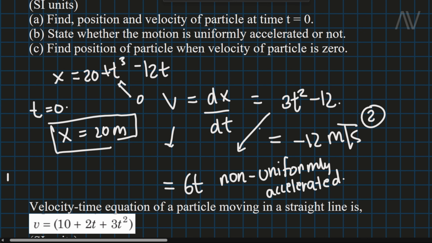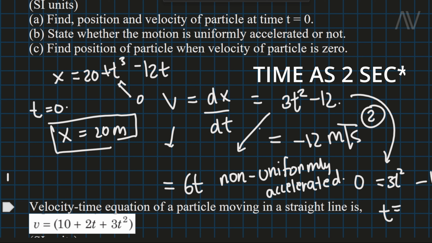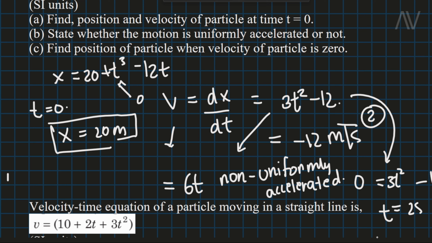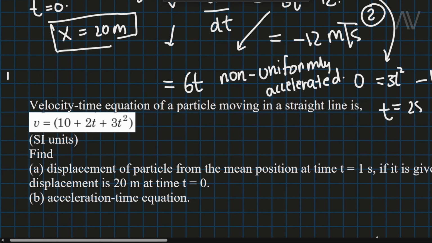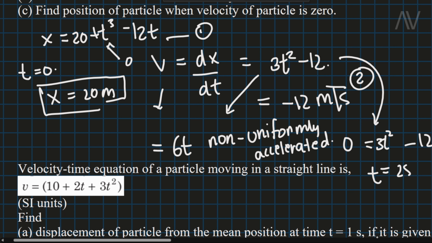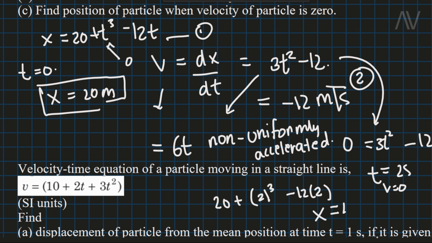Similarly, in the third question, they are asking for the position of the particle when the velocity is 0. When velocity is equal to 0, in equation 2, t is 2 seconds, and by this time we can insert it in the formula for x. So by substituting t equal to 2 seconds in equation 1, we would get the position of the particle when velocity is 0. The position of that particle would be 20 plus t cube, that is 2 cube, minus 12 into 2. This would give us x as 4 meters, and this is the answer of the question.